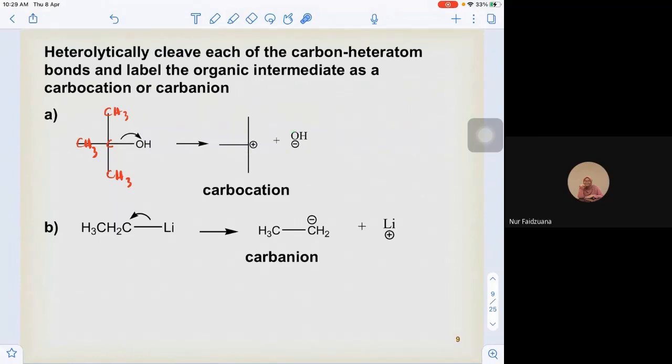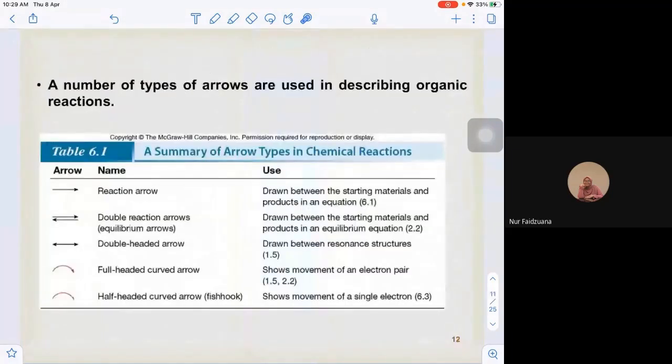Then another example down here, the bond between carbon and lithium. We know that lithium is an atom that is more electropositive, so the carbon is more electronegative. So both of the shared electrons will go to the carbon. Carbon turns to a carbanion in this process, and lithium turns to Li plus. If we have heterolytic cleavage, you can use the full-headed arrow. If we have homolysis, or homolytic cleavage, use the half-headed arrow.